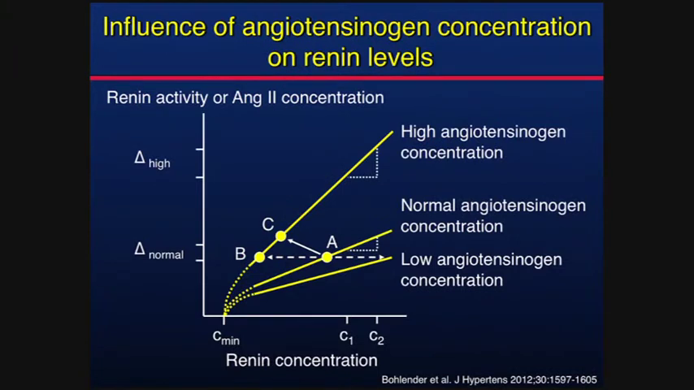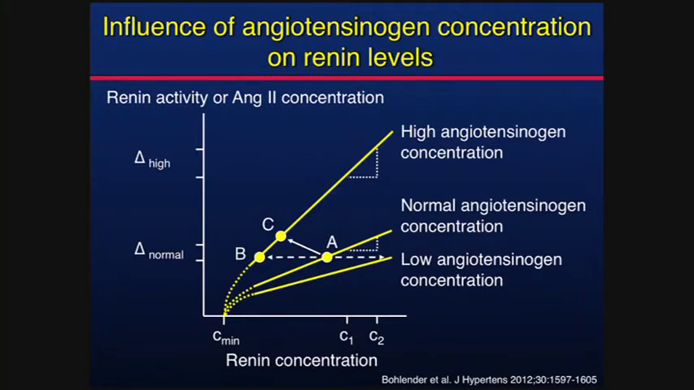Now, normally what happens is that, shown here in the middle line, we have the relationship between the amount of renin in the plasma and the amount of angiotensin 2 produced. But if we have a sample with a high angiotensinogen concentration, then it immediately increases the amount of angiotensin produced, and what normally happens is that this causes a reciprocal inhibition of renin secretion, and the number of renin molecules in the plasma falls to return the rate of production of angiotensin to normal.